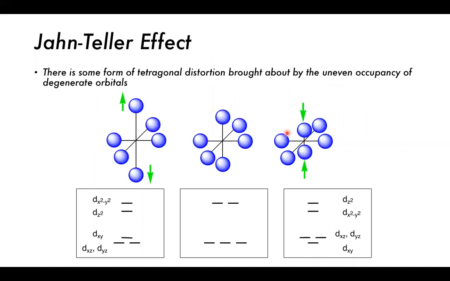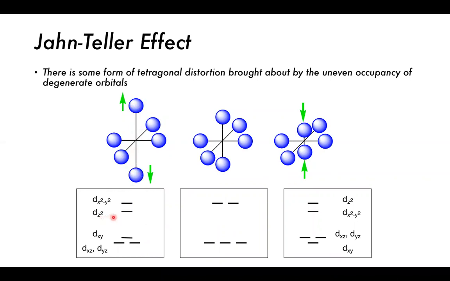So generally what's happening is that this distorts the energies of the particular orbitals. There is some form of tetragonal distortion brought about by the uneven occupancy of degenerate orbitals. So in this case, we see that the EG and T2G sets are changed, if from the octahedral case we see an elongation of the ligands which are bonded along the z-axis.